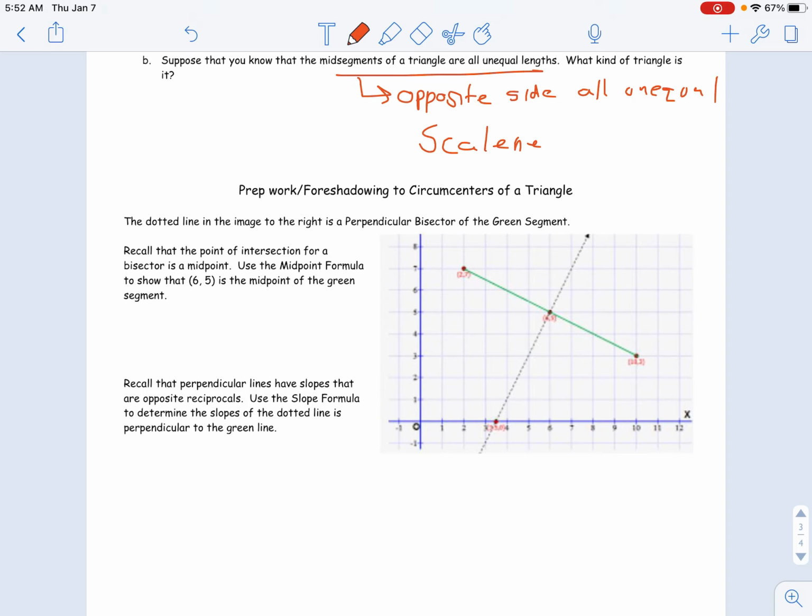And now just a little prep work and foreshadowing to circumcenters of a triangle. This is stuff we're going to be doing tomorrow. All right, so it's just kind of a warm-up, a foreshadowing, a cliffhanger, whatever you want to call it.